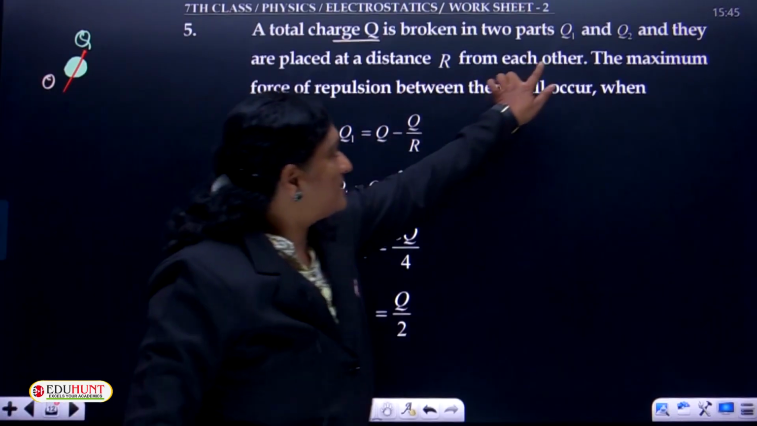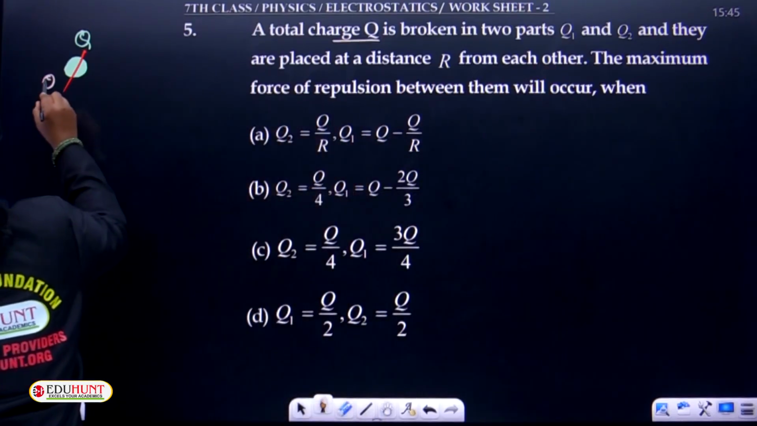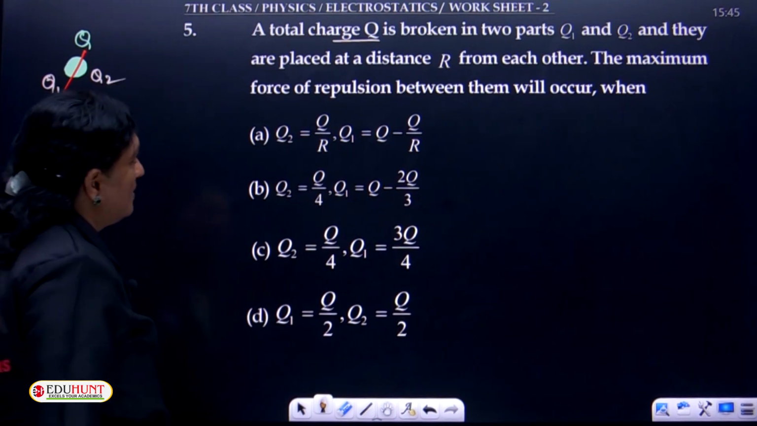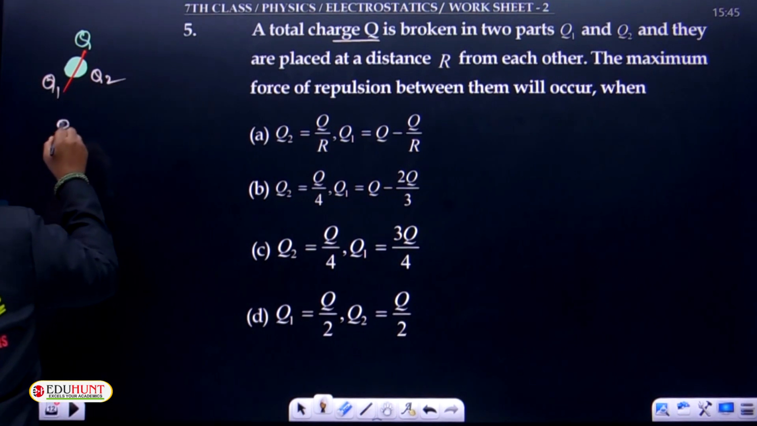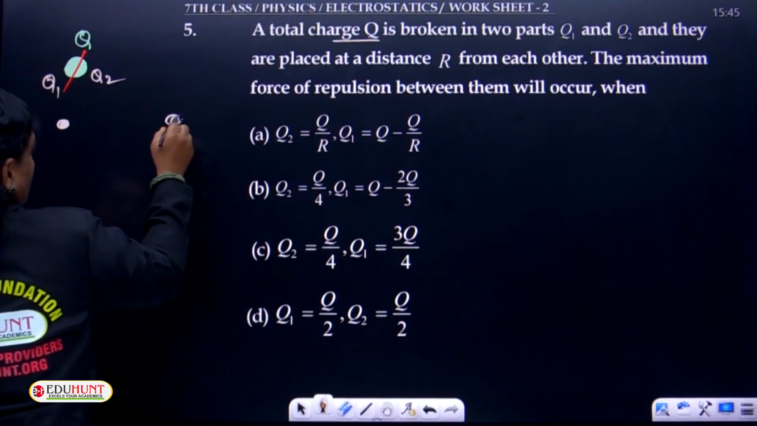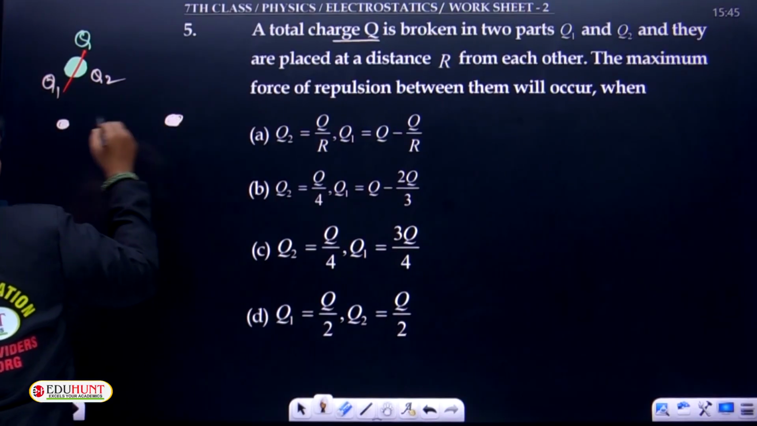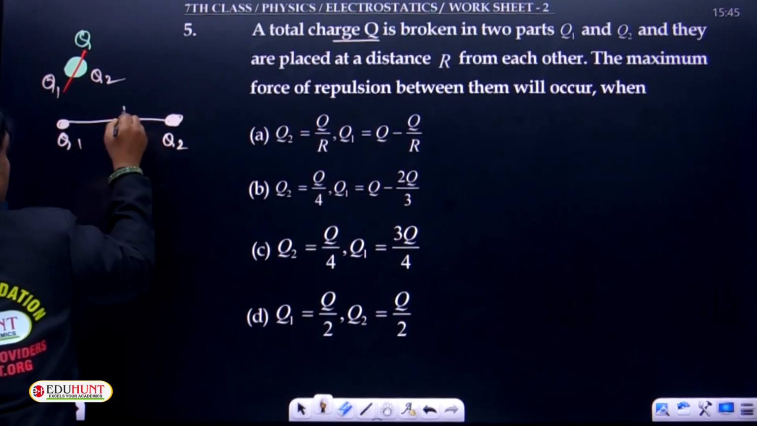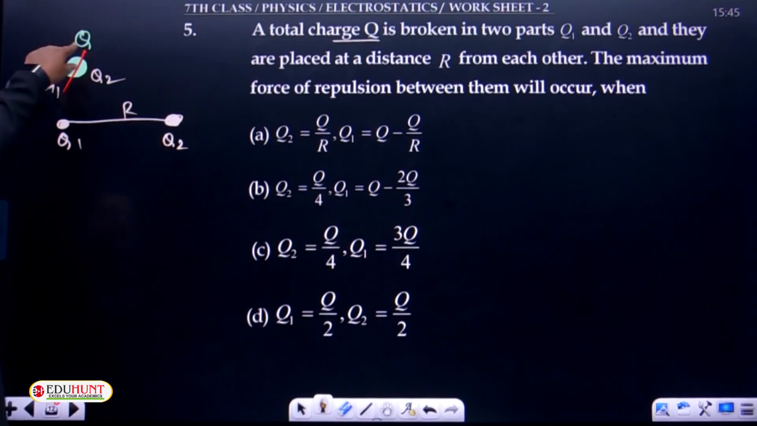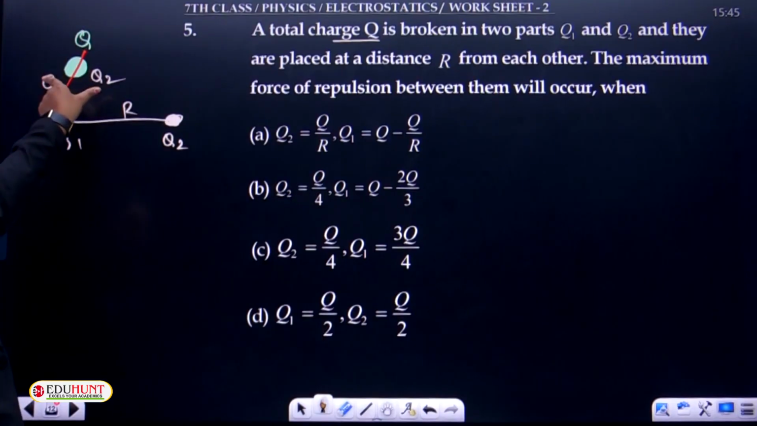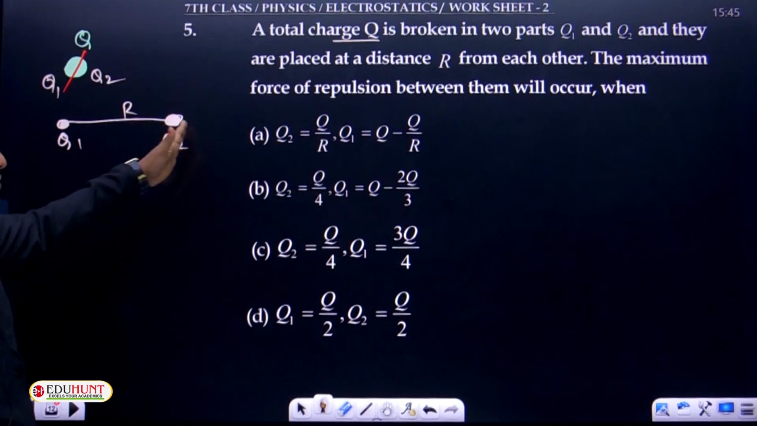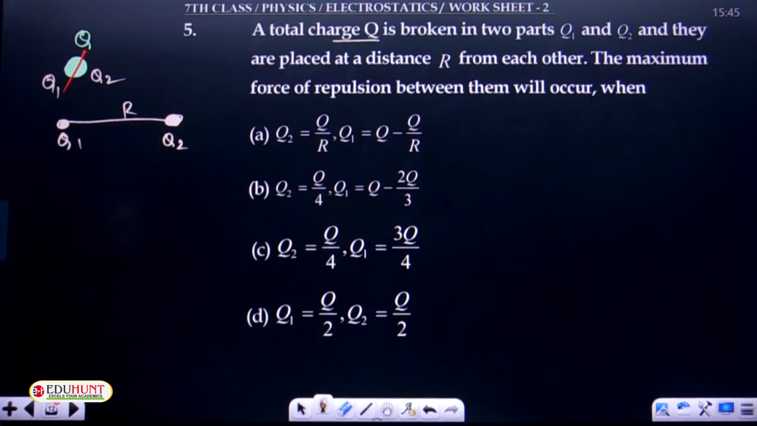One part is taken as Q1 and another part they considered as Q2. And these charges Q1 and Q2 are again kept at some distance, say R. This is what they have given. A total charge Q is broken into two pieces, Q1 and Q2, and again these Q1 and Q2 are placed at a distance R from each other.